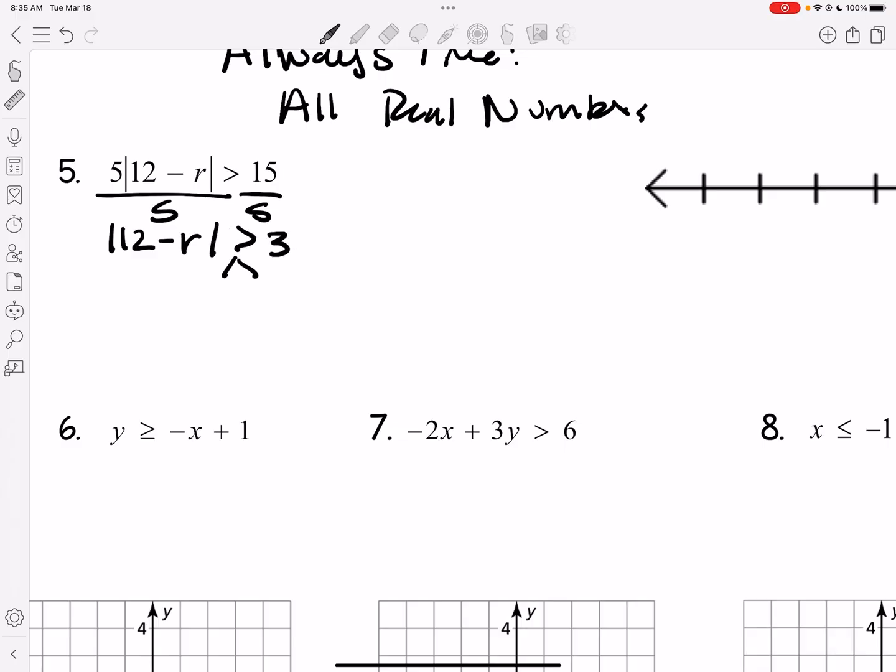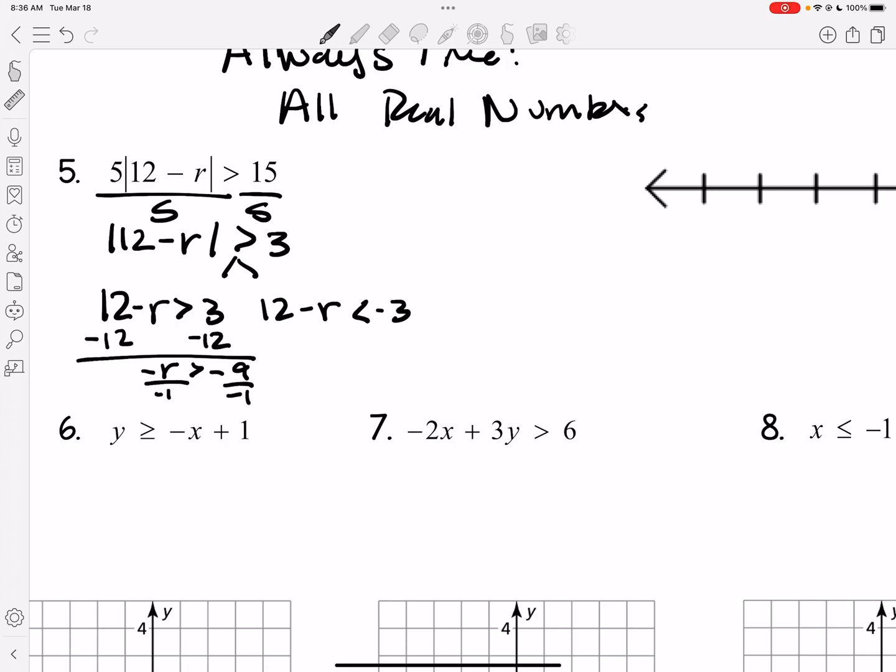Then from here, I can split it up. So I keep everything the same on the left. So I go 12 minus r is greater than 3. Then on the other side, I still keep 12 minus r, but instead of greater than, I write less than. Instead of 3, I write negative 3, and from here I solve. So I subtract 12 from both sides to get negative r is greater than negative 9. Divide everything by negative 1, which means I flip this sign, so I get r is less than 9.